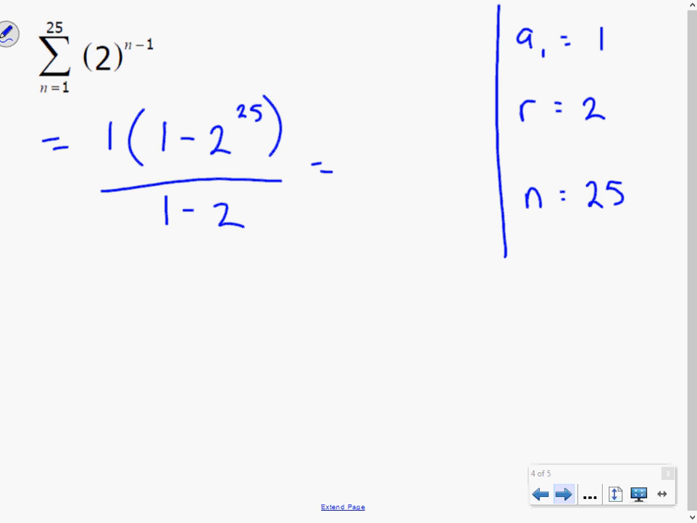We type it into our calculator, and we find this time that the sum is, again, very large. Not as big as last time, but still a very big number.